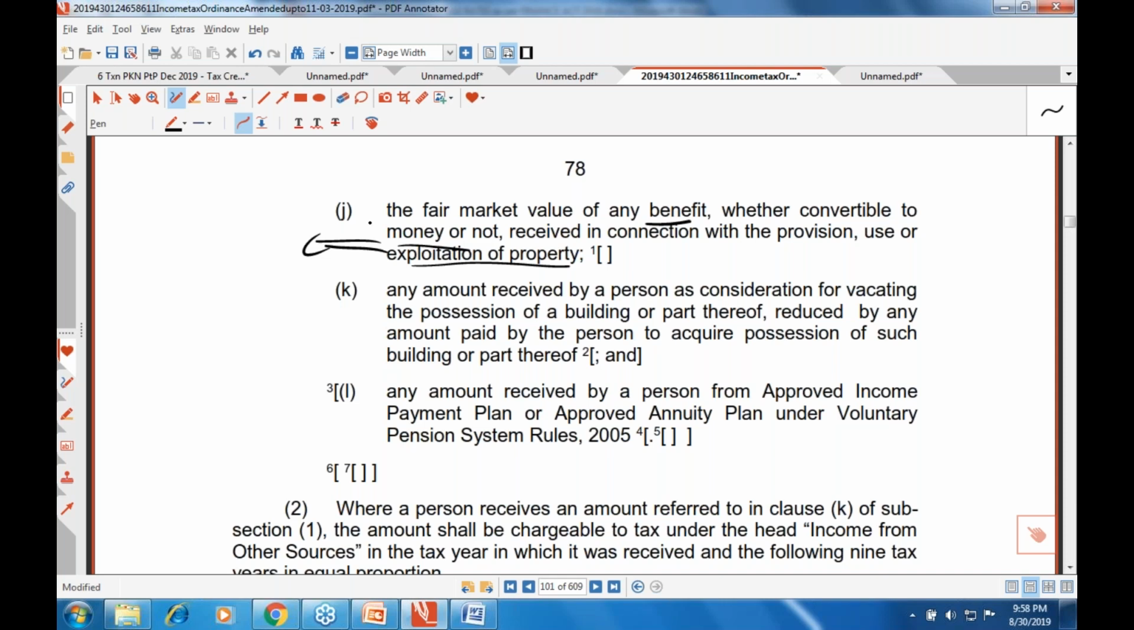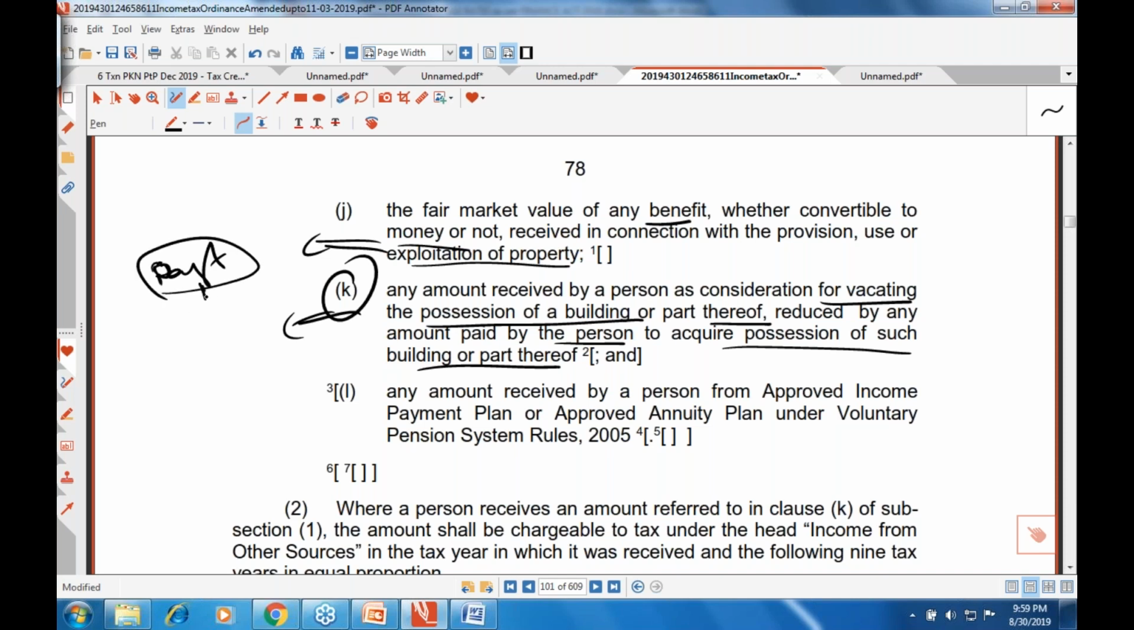Then the next is a very important point, which is any amount received by a person as consideration for vacating the possession of a building or part thereof, reduced by any amount paid by the person to acquire possession of such building or part thereof. For example, you have a property and somebody wants you to vacate that property, and in return, she is paying you a certain amount. If you are getting the payment for the vacation of the property, then such payment is also income from other source, but it has to be taxed in 10 years.